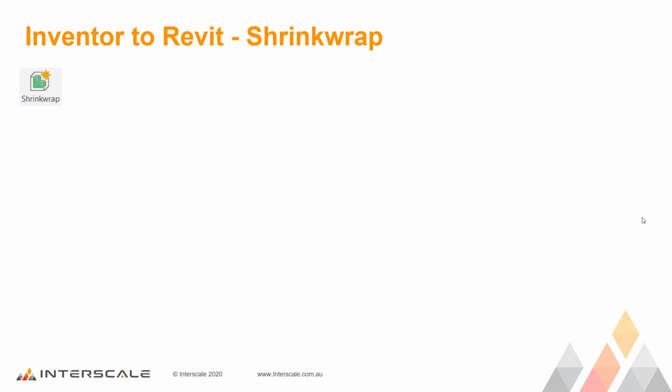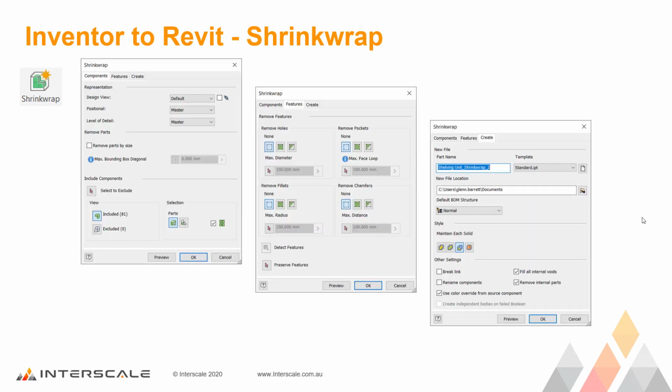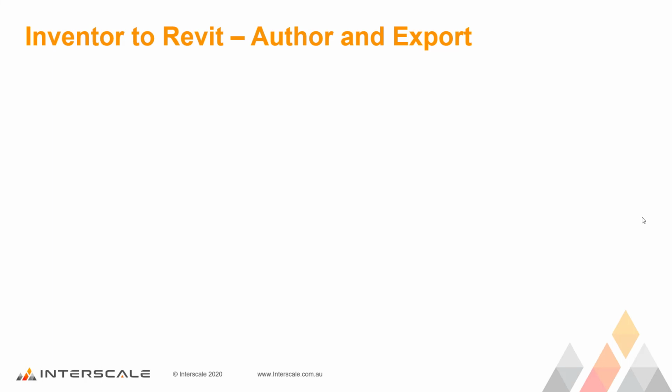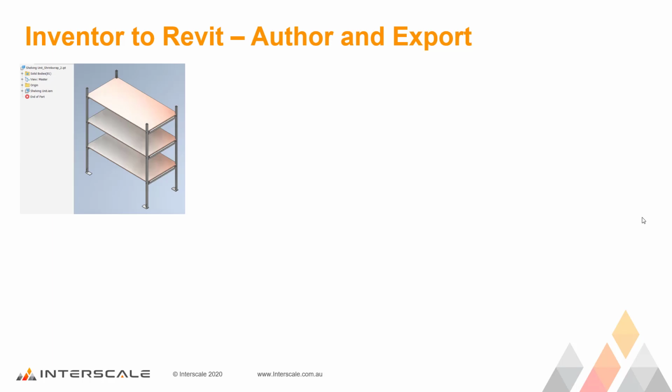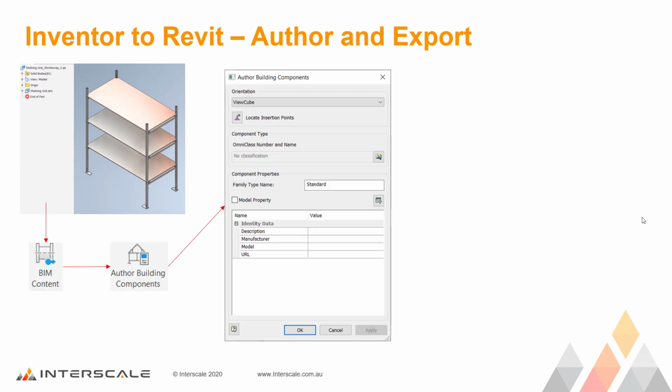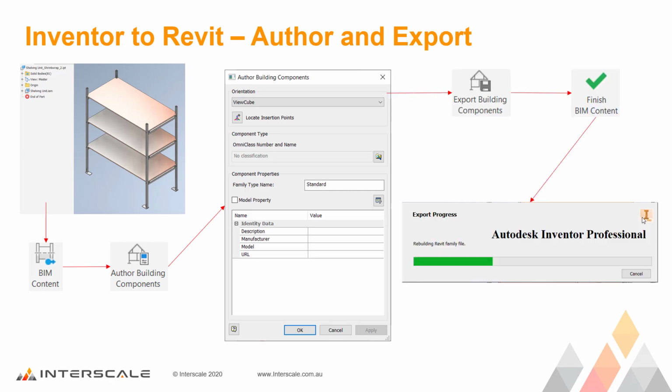To take this assembly into Revit, we go through a few steps inside Inventor to start with. One choice we have is to shrink wrap the assembly. This will turn it into one object that will become one family inside Revit. There are a few steps involved to get this shrink-wrapped Inventor assembly into Revit, and they involve making it into BIM content, authoring the building components, exporting the building components, and finally finishing the BIM content.